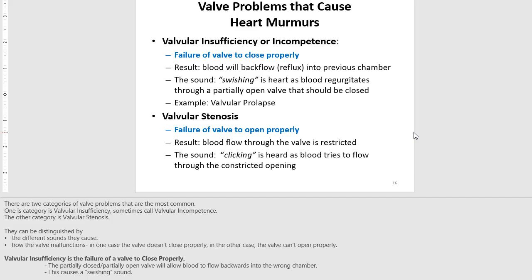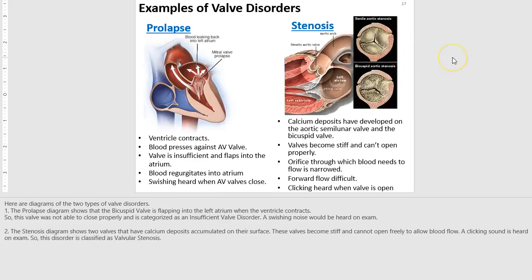So I'm going to show you some pictures and talk about the sounds that you hear and what happens to the physical characteristics of the valves. So this first picture shows a valve prolapse. So in this case, the bicuspid valve is not closing properly when the ventricle contracts.